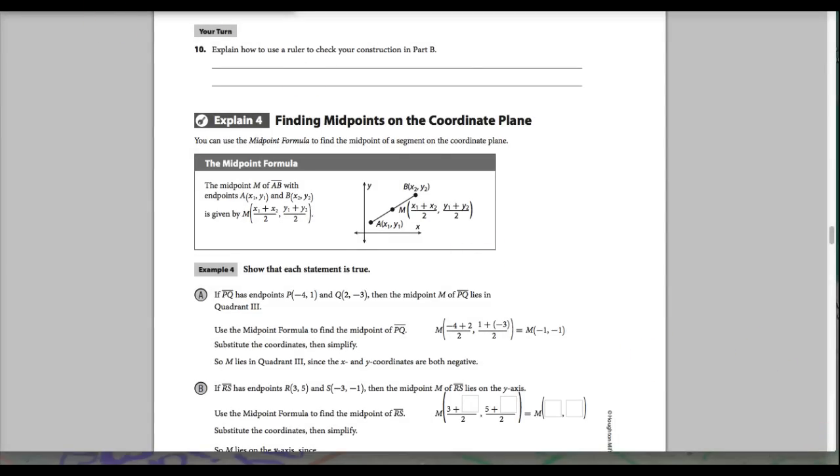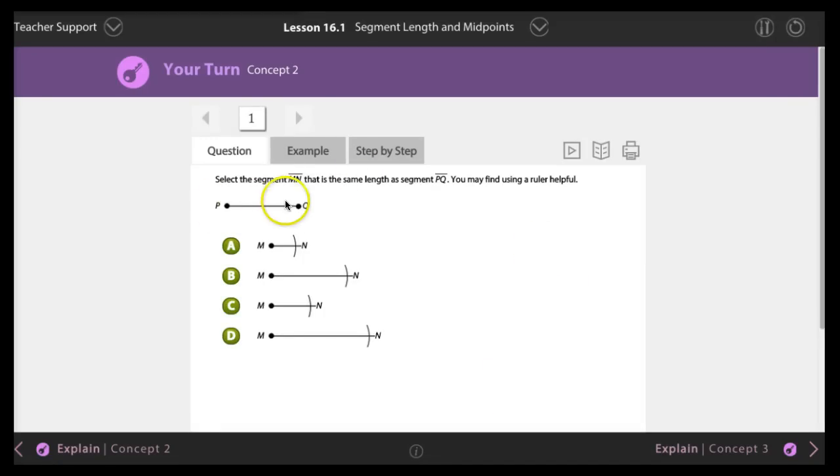Oh no, what happened? So if you look over here, here's a question, and it says select a segment MN that is the same length as PQ. So we have to find something that's the same length as this. If you had a ruler, you can use it, but you don't even need a ruler. You can just use your paper to measure it and find the same length. This is something that I'll just show you how to do in class. It's easier that way.